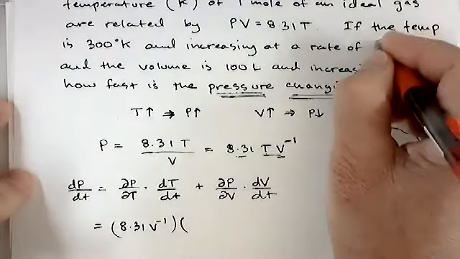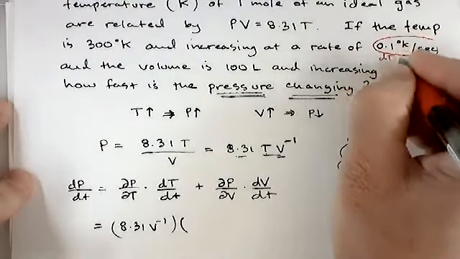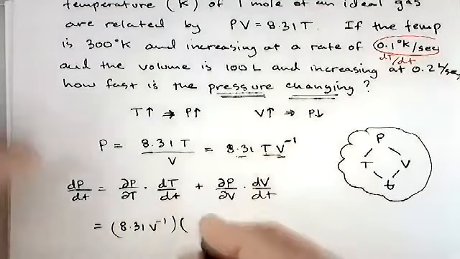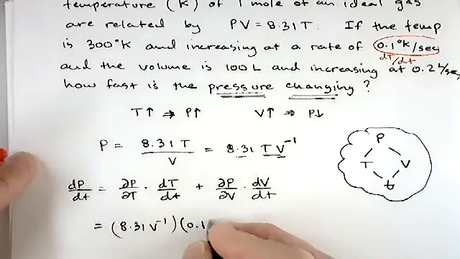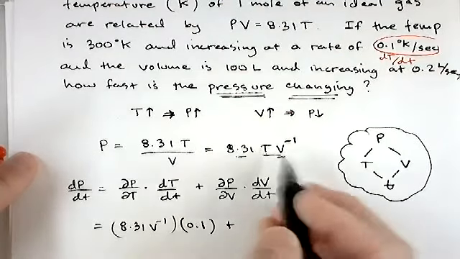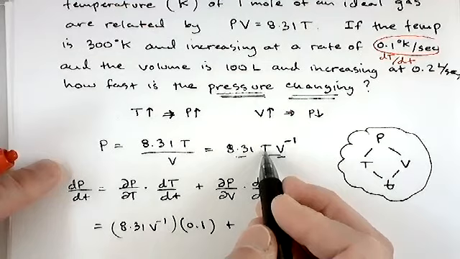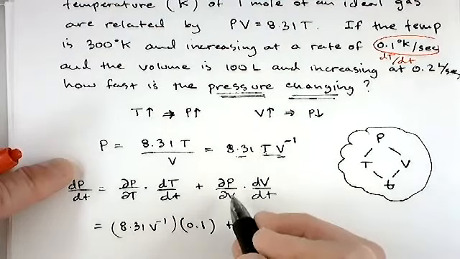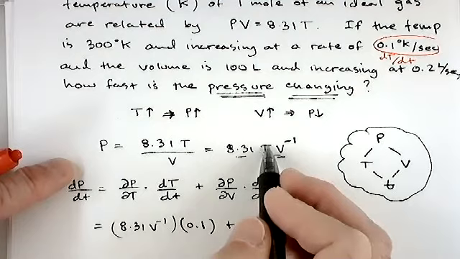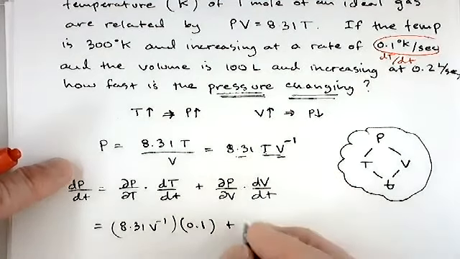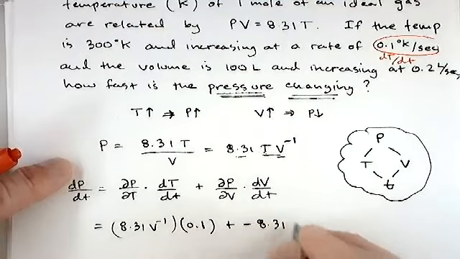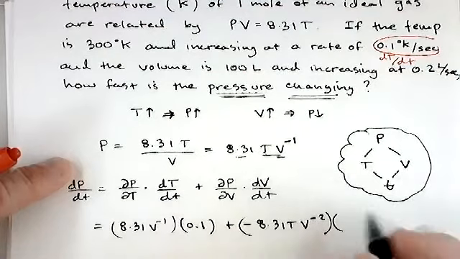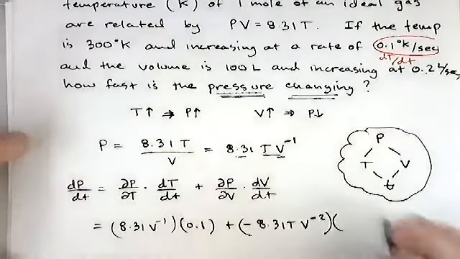dT/dt is given in the problem. That's how fast the temperature is changing over time. So that would get multiplied by 0.1. Now the partial derivative of my pressure with respect to V. So I'm treating T as a constant. All of this is constant, so I'm just going to do the power rule. It's going to be negative 8.31 T V to the negative 2. And dV/dt is the 0.2.